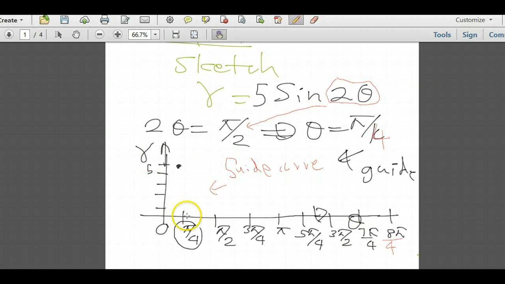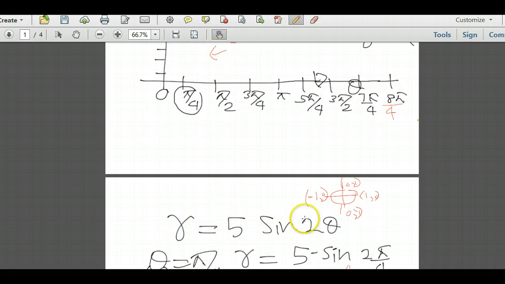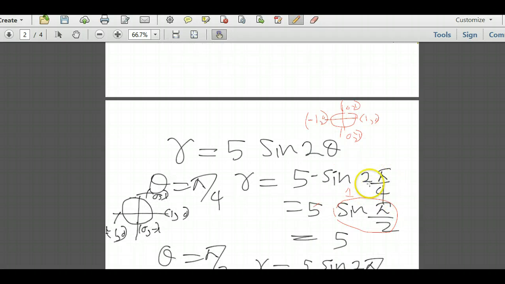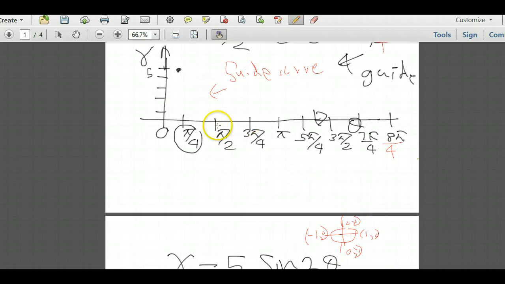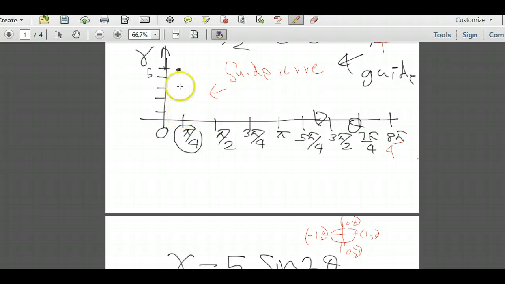Now we need to find out for each of these thetas the value of r. The way we do that is we take each value, plug it into the original equation, and find r. Let's take the first one, pi over 4. In the original equation, r equals 5 sine 2 theta. We put theta equals pi over 4, and we get 5 sine of 2 times pi over 4. The 2 and the 4 cancel out, you get pi over 2, and sine pi over 2 is just 1, so you get 1 times 5, which is 5. So that's the first value: theta equals pi over 4, the value of r is 5.